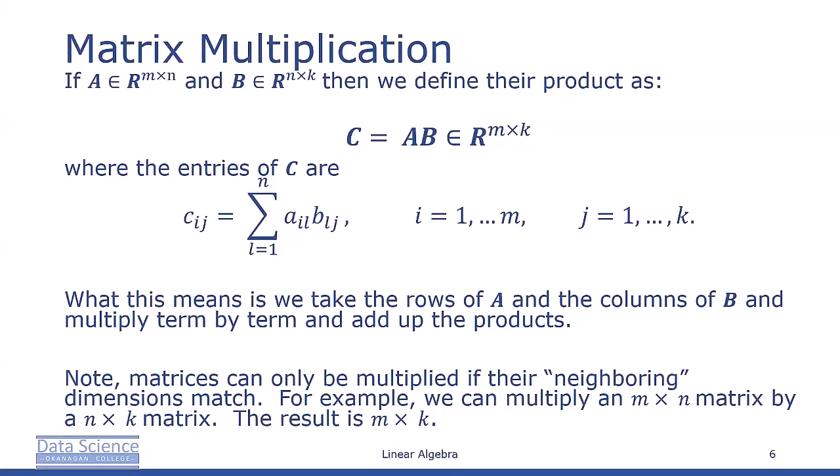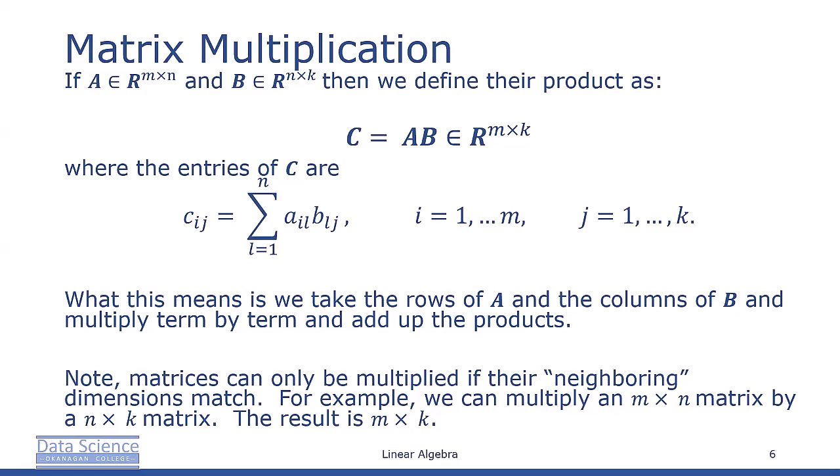If A is an m by n matrix of real numbers and B is an n by k matrix of real numbers, then we define their product as C equals A times B. The resulting matrix is m by k, and the entries are C_ij equals the sum of a_il b_lj, where our sum runs from l equals 1 to n. What this means is that we take the rows of A and the columns of B and multiply term by term and add up those products.